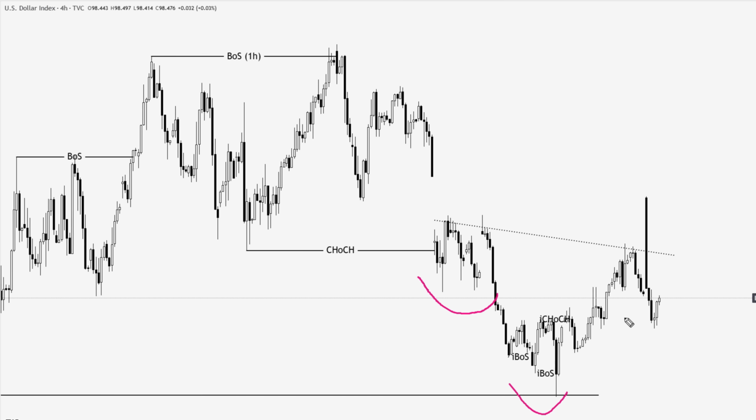The euro may be ready to drop over 100 pips, and I'll show you why in today's video, including some key levels to watch and targets. And the DXY could be forming a bullish reversal pattern, so we'll have all the details on that as well.